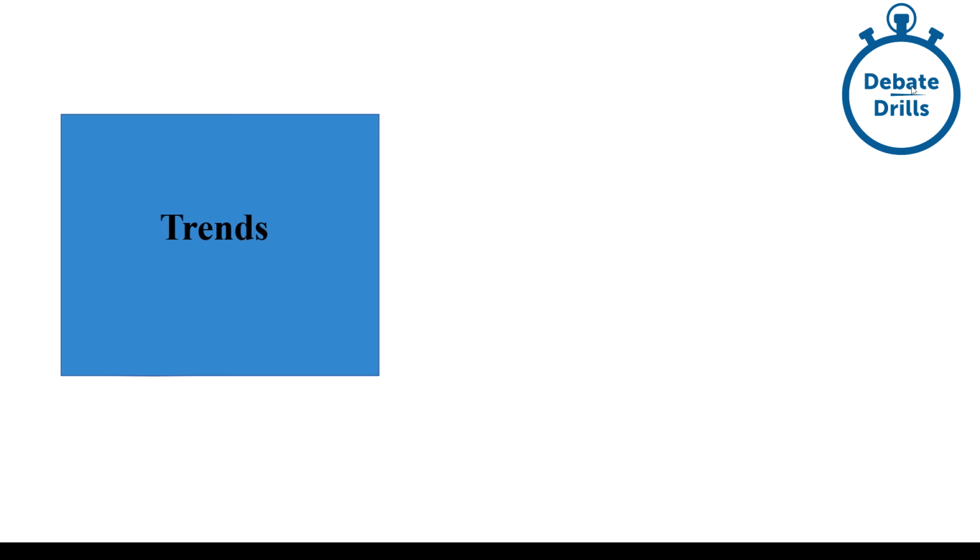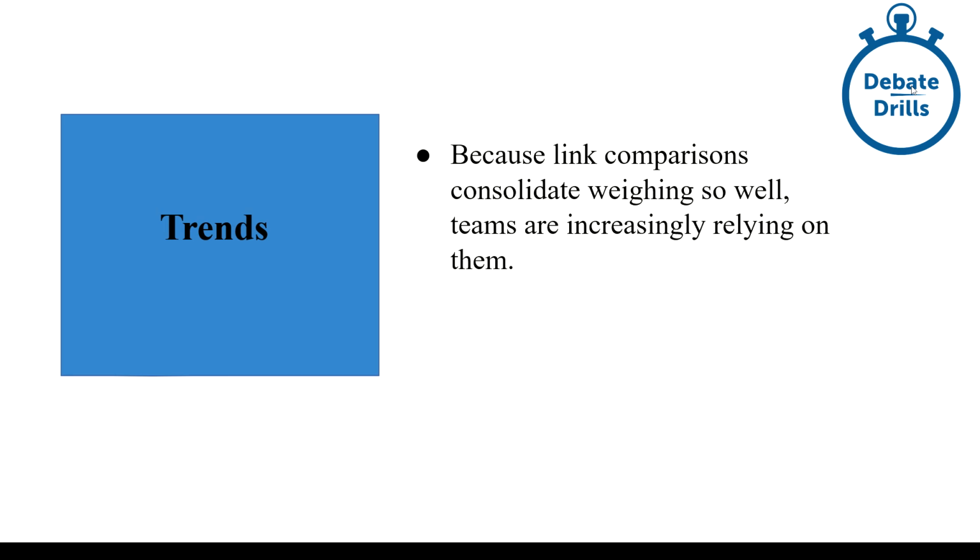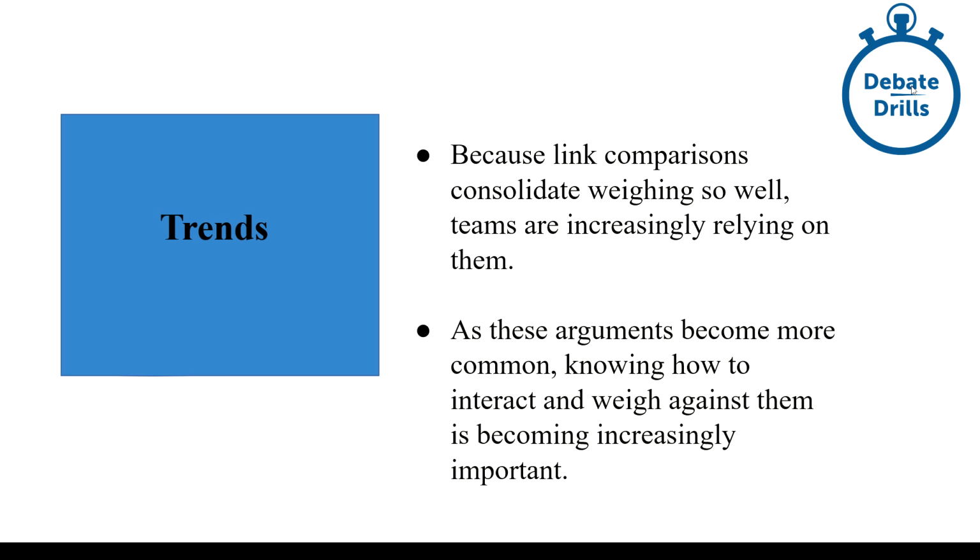So here are some general trends in the usage of link comparisons. Because link comparisons consolidate the weighing debate so well for the reasons that we just talked about, teams are increasingly relying on them. As these arguments become more common, knowing how to interact and weigh against them is becoming increasingly important, because as teams use more link comparisons, you're going to need to respond to those arguments so they don't just beat you with them on face.